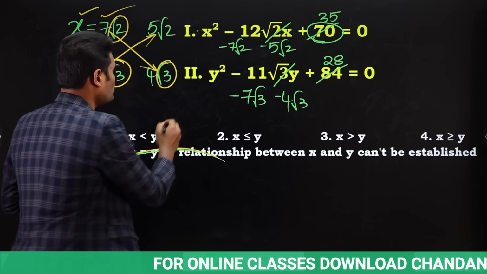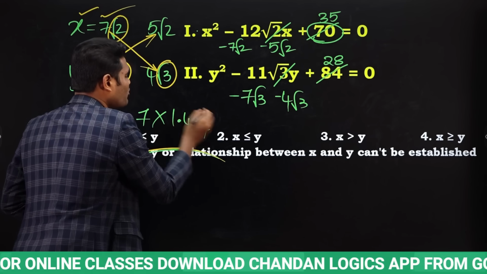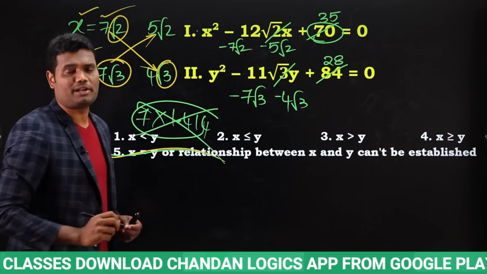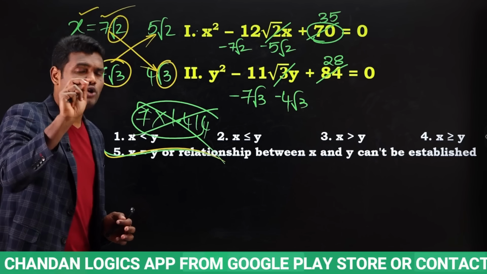What is root 2 value? Root 2 value is 1.414. They will multiply 7 into 1.414 and they will waste time in the examination. But don't do such things in the examination. Try to use your common sense.